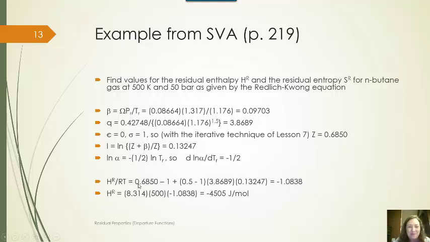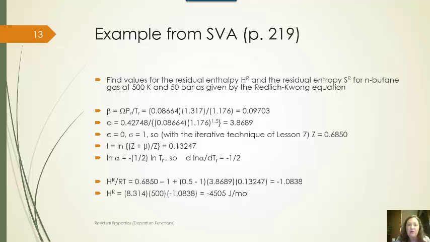You plug numbers in. We end up with HR over RT is equal to negative 1.08, which means HR in SI units would be, well, let's use 8.314 joules per mole Kelvin. Temperature is 500 Kelvin, and so negative 4,500 joules per mole.